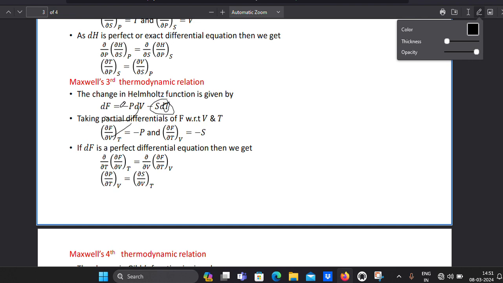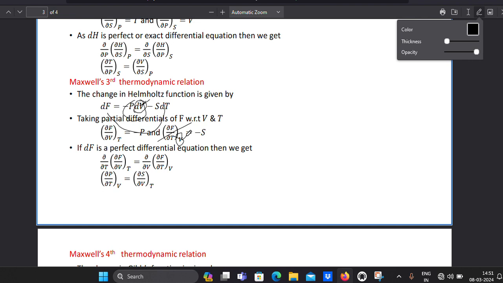Next, same thing. If V is constant, then what happens? Its differentiation is 0. Constant differentiation is always 0. Now this whole term becomes 0. Then you get dF equals minus SdT. Bring this dT to this side: dou F by dou T equals minus S, at constant V. We kept V as constant, that is why we write it like this.